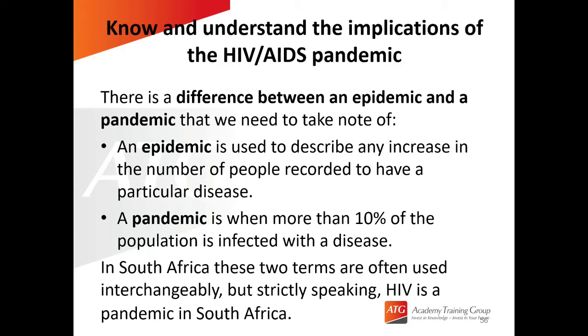There's a difference between an epidemic and a pandemic that we need to take note of. Firstly, an epidemic is used to describe any increase in the number of people recorded to have a particular disease, whereas a pandemic is when more than 10% of the population is infected with the disease. In South Africa, those two terms are often used interchangeably, but strictly speaking, HIV is a pandemic in South Africa.